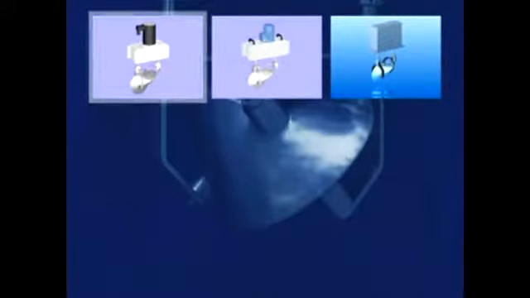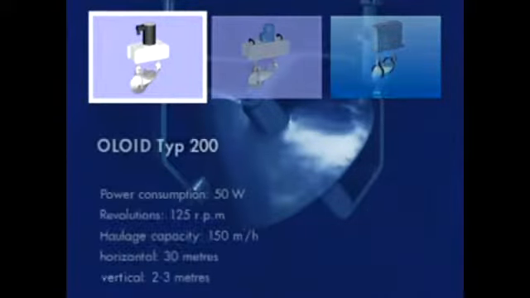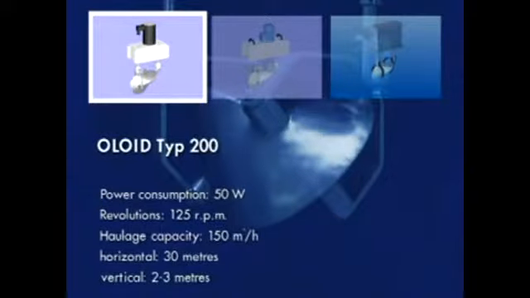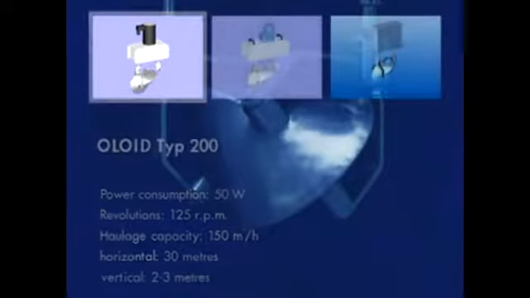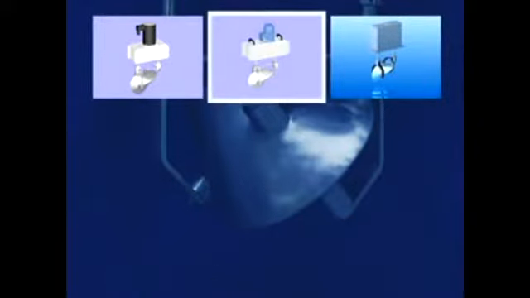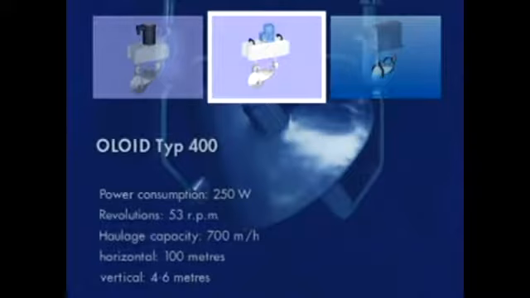OLOID systems are manufactured in 3 basic variants that may all be used as surface agitators. The smallest OLOID, the Type 200, is mainly characterized by its low power consumption and high number of revolutions. The OLOID Type 400 can be used for larger water quantities because of its conveying capacity. And just like the Type 200, it can be operated with either alternating or direct current.